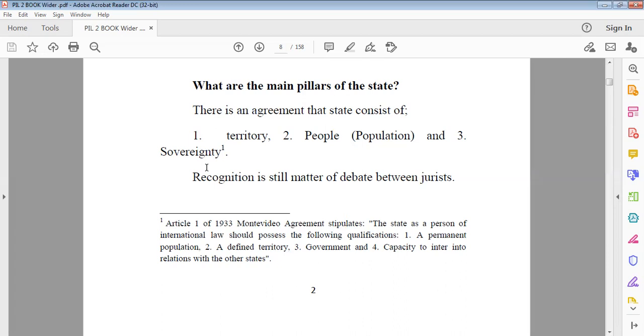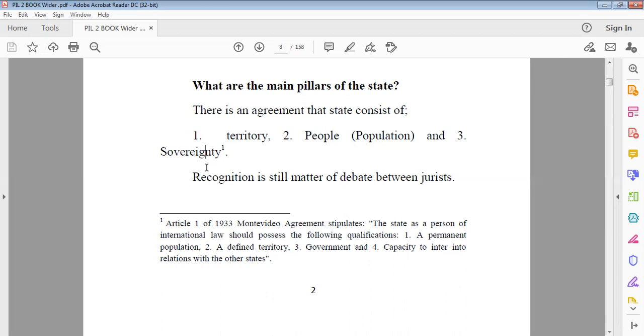Now, I need to tell you something because you may face during your study, when you read some books in the field of public international law which discuss the state as one of the subjects of international law, you will find some sources which say that the state is based on four main pillars: the territory, the population, the government or the authority, and the capacity to enter into relations with the other states. And this is actually considered by Article 1 of the 1933 Montevideo Agreement.